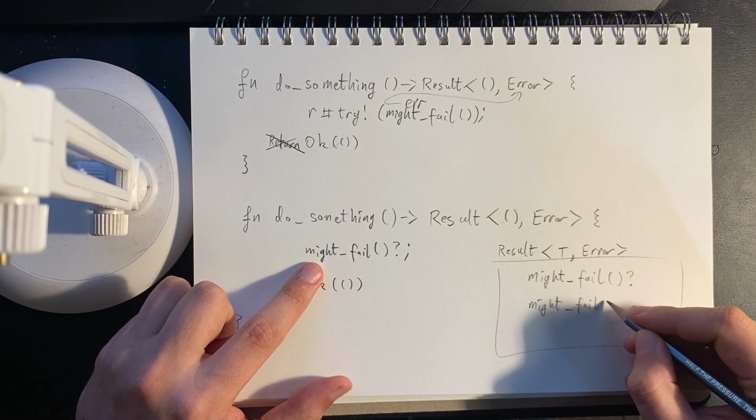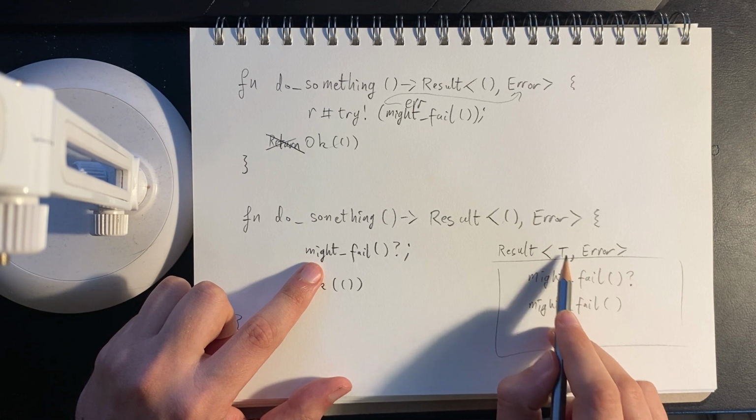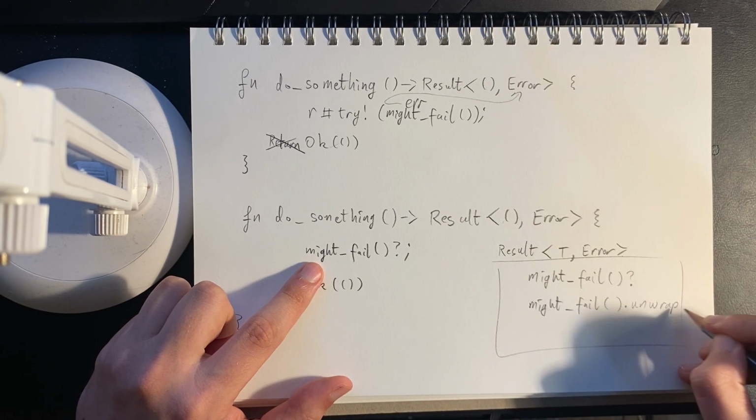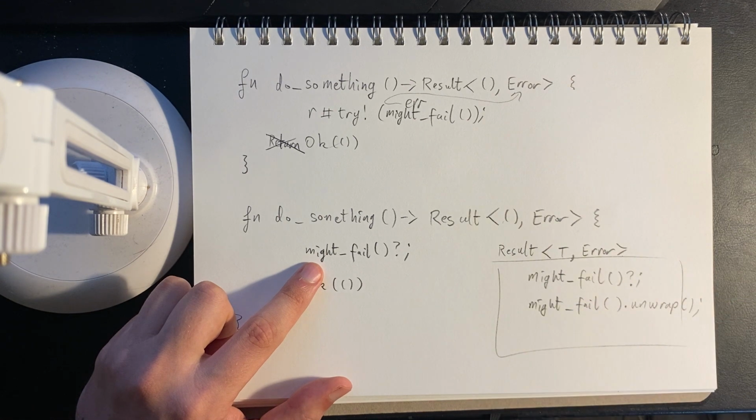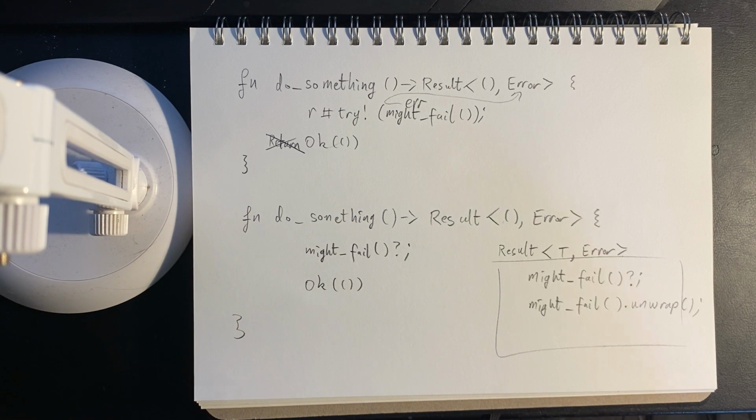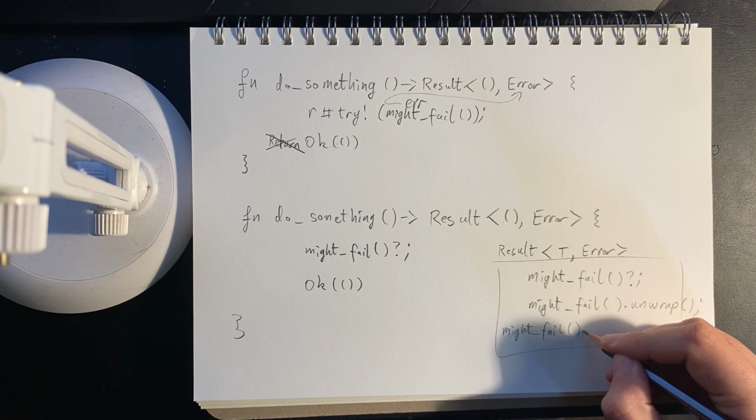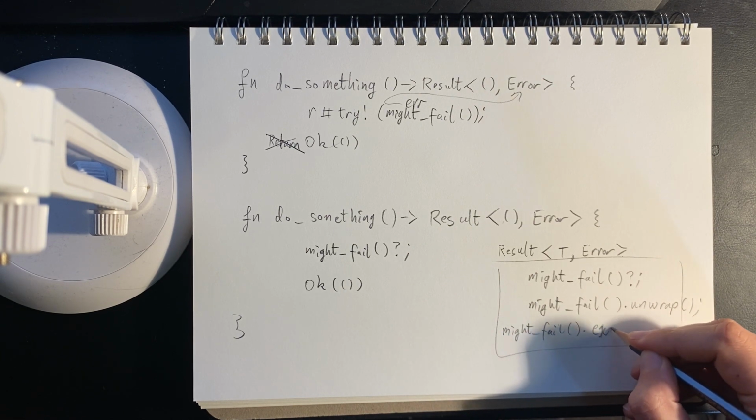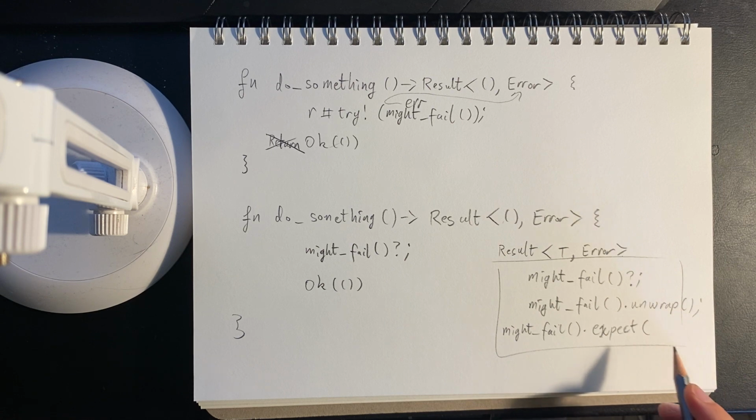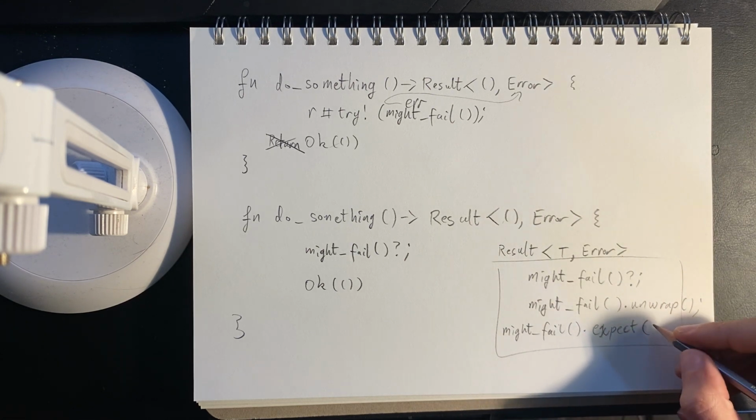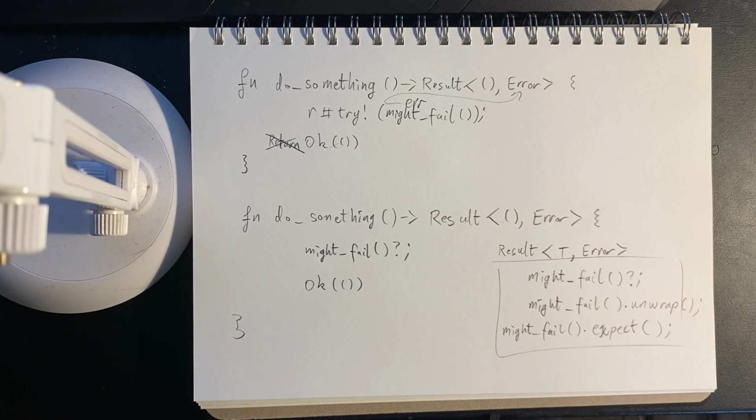Now, if I call this and I want to get the success data type, then I call unwrap. And there's another thing we can do, and that is expect. Expect will do the same thing as unwrap, but it will also panic, it'll throw an error if there's an error type in the result.